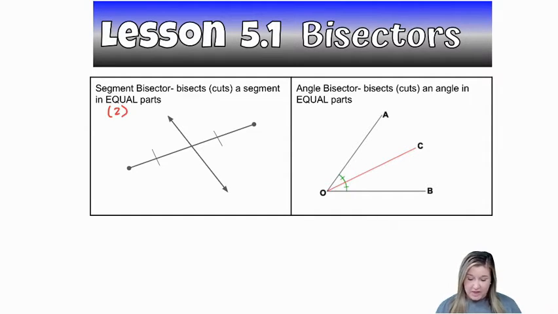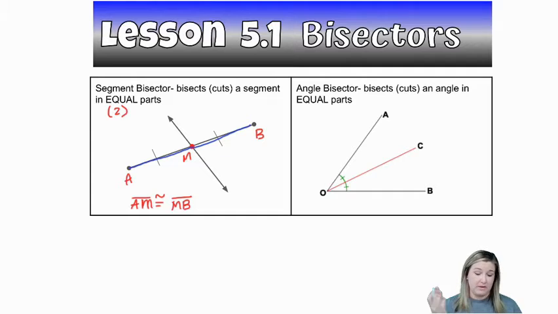So you can see here that if I were to name this maybe segment AB, and we named this intersection point M, then AM here is going to be congruent or equal to segment MB, okay? So that's what we're looking at here. So the bisector cuts exactly in half. So each part, so this piece here, A to M, is going to be equal to M to B, okay? Or B to M, either way.